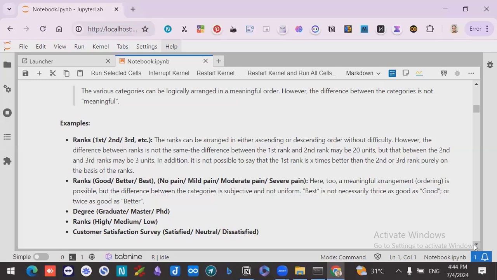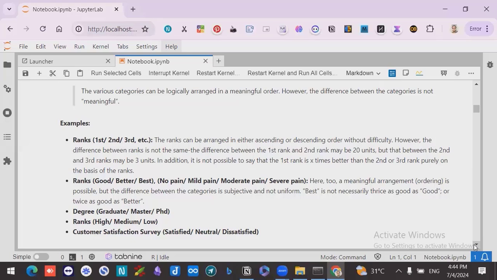Good, better, best is different. Best is better than better, and better is better than even good. And other things like no pain, mild pain, moderate pain, severe pain. So when you take the hospital sector, like the healthcare sector, medical sector, diagnostic sector, in those cases severe pain is very important for the doctor rather than just no pain or small pain. Okay, because the arrangement in order is important.